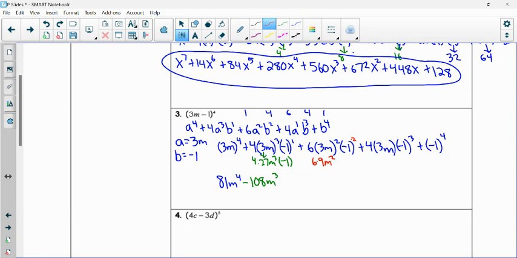-1 to the second is +1, right? So I'm doing 6 times 9 times 1, which is +54 m squared. And then this one, I'd be doing 4 times 3m times -1. -1 cubed is -1. So 4 times 3 is 12, times -1 is -12m. And then what's -1 to the fourth? +1.